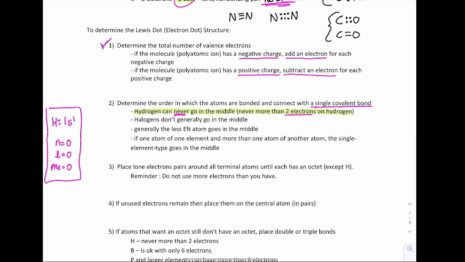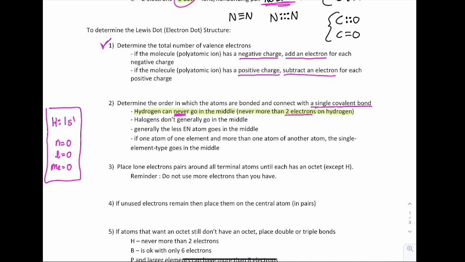If hydrogen is your less electronegative atom, it cannot go in the center because hydrogen can never go in the middle. And then the last rule here, it sounds really funny, but it's usually the easiest one. I don't really know how to say it, so I always word it kind of weird. But if you have one atom of one element and then more than one atom of another element, the one that you have one of usually goes in the middle. So like if I had PCl5, I have one phosphorus and more than one chlorine, the one phosphorus is going to go in the middle. That doesn't always work, but again, if you don't really know where to go, that's a good start.